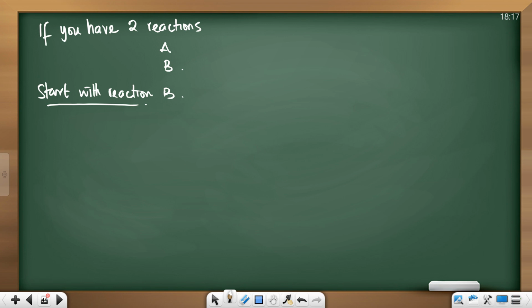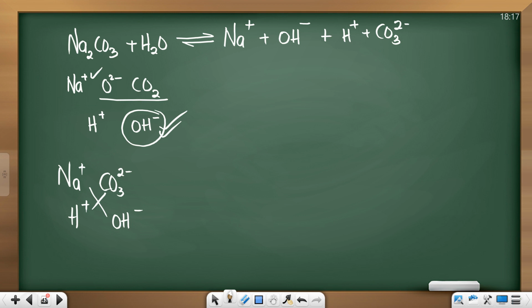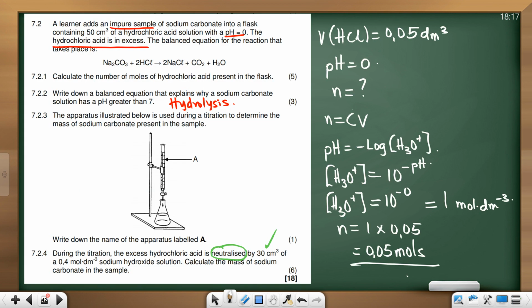Start with the second one. Let's go write our first reaction and our second reaction. 15 minutes or 13 minutes, we should be done.